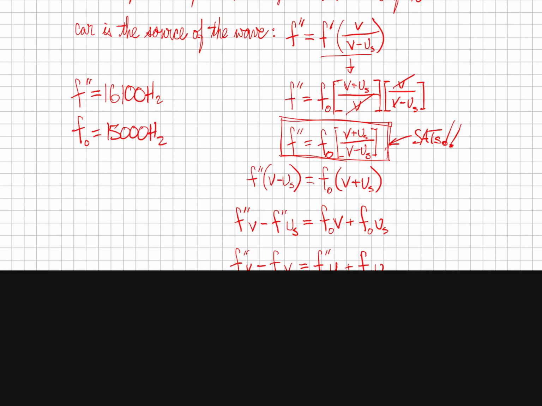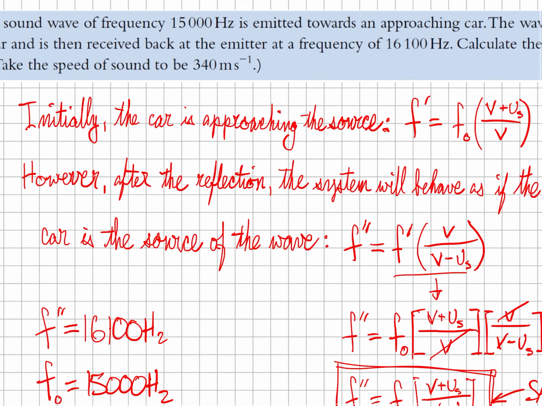So we have a sound wave of frequency 15,000 hertz, emitted toward an approaching car. And in case you're wondering, guys, this is how radar guns work, or laser speed guns, okay? So the wave reflects from the car and then is received back at the emitter at a frequency of 16,100 hertz. So we have a shifted frequency and it's a higher frequency, which makes sense, again, because our car is approaching. So we need to calculate the velocity of the car. And this is going to require 2 steps.